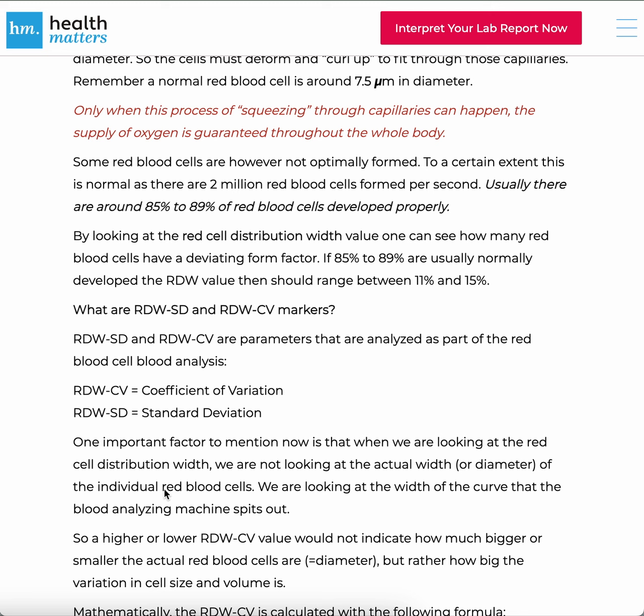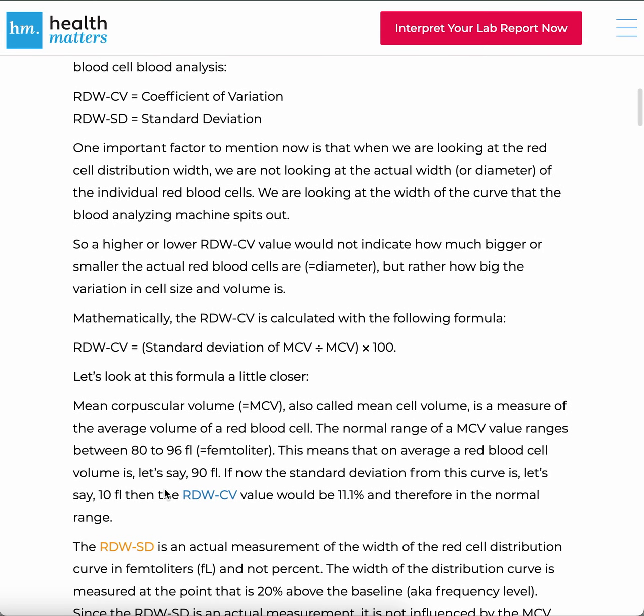So a higher or lower RDW-CV value would not indicate how much bigger or smaller the actual red blood cells are, but rather how big the variation in cell size and volume is. Mathematically, the RDW-CV is calculated with the following formula: standard deviation of MCV divided by MCV times 100.